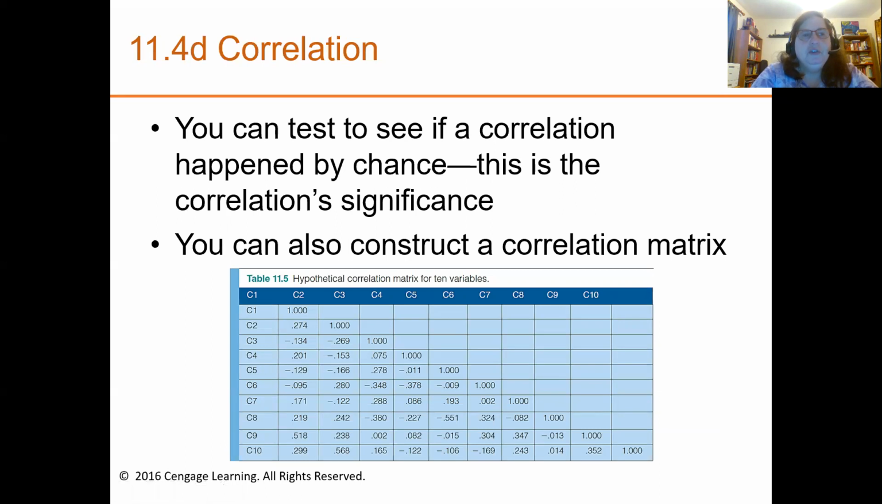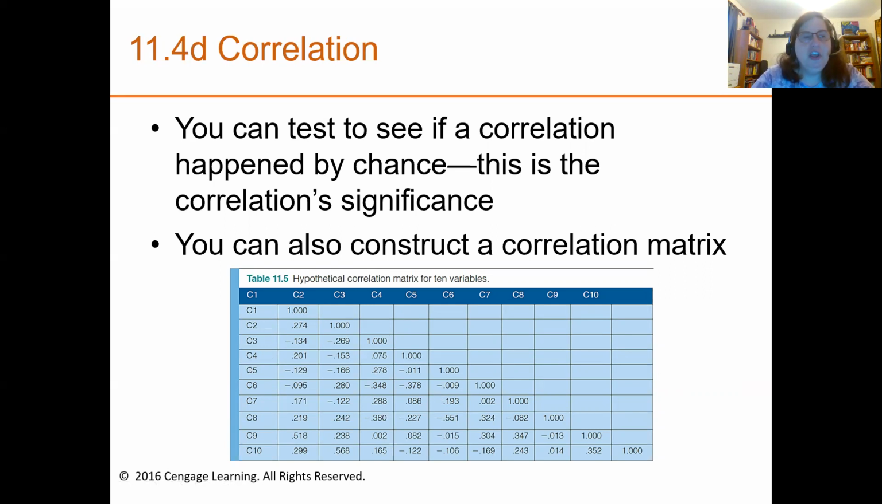So you can test to see if a correlation happened by chance, kind of. In other words, you can look at the correlation significance and you can construct a correlation matrix. So if you just run correlations in SPSS, it will actually give you the significance and show you how each variable is correlated with the other. Now, if you just do a correlation statement and say, I want to correlate C1, C2, C3, C4, C5, etc., then you'll get something like this, especially if you just ask for one triangle.